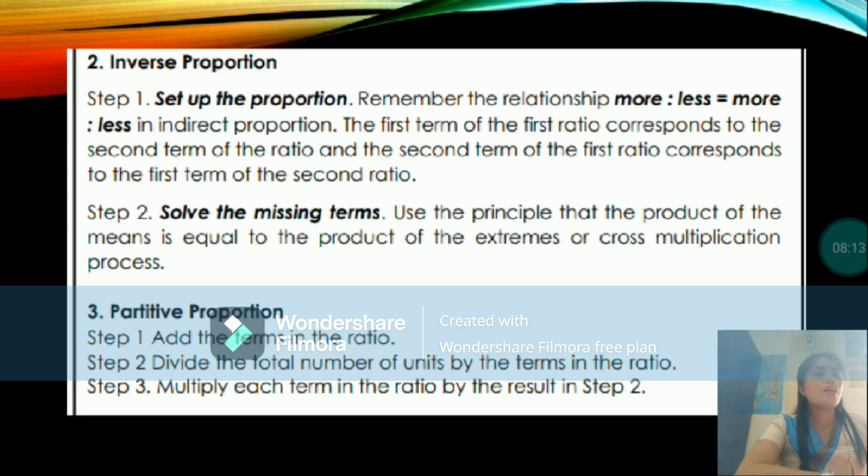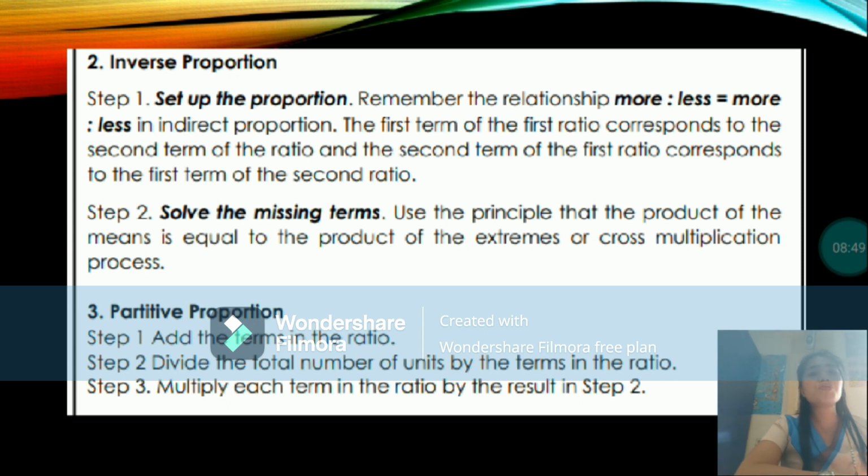Okay, now let's proceed to inverse proportion. Step number 1. Set up the proportion. Remember, the relationship is more is to less is equal to more is to less in indirect proportion. Now, the first term of the first ratio corresponds to the second term of the second ratio, and the second term of the first ratio corresponds to the first term of the second ratio. Step 2. Solve the missing terms. Use the principle that the product of the means is equal to the product of the extremes, or cross multiplication process.